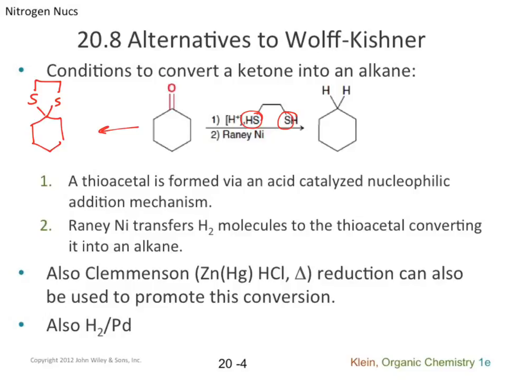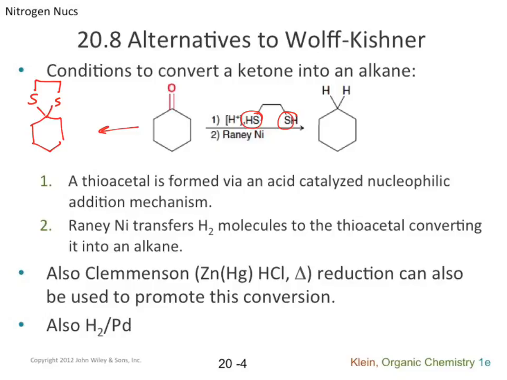We could also use the Clemmensen reduction, which we saw back with, I think, EAS chemistry, using the zinc, mercury, and HCl with heat to reduce the acetal group into an alkyl or an alkane group. We could also use hydrogen and palladium. So why would we use one over the other? Kind of has to do with the conditions.